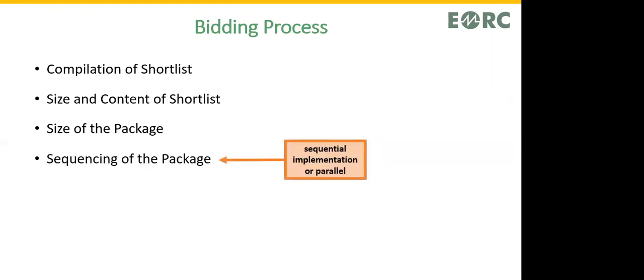Sequencing of the package. If you've got 10 lots within one package that you're putting out to bid, do you ask the bidder to implement those in parallel as quickly as he can, or do you have them implement them sequentially and perhaps leave yourself wriggle room to have a break clause if he looks like he's not performing, or that penalty clauses might be introduced if performance is poor?